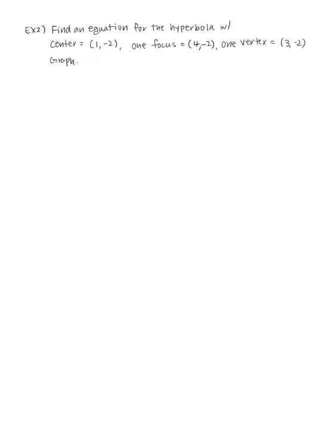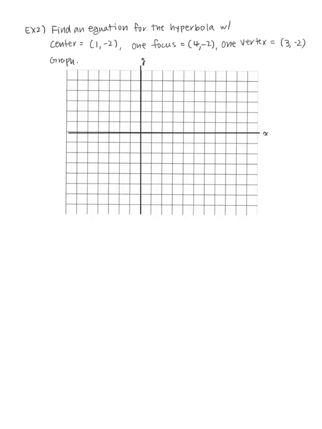Let's do another example. Example 2: find an equation for the hyperbola with center (1, negative 2), one focus at (4, negative 2), and one vertex at (3, negative 2), and we're going to graph this at the end. Just get an idea of what's going on. Let's plot what we're given. The center is going to be at (1, negative 2), and one focus is at (4, negative 2). 1, 2, 4.